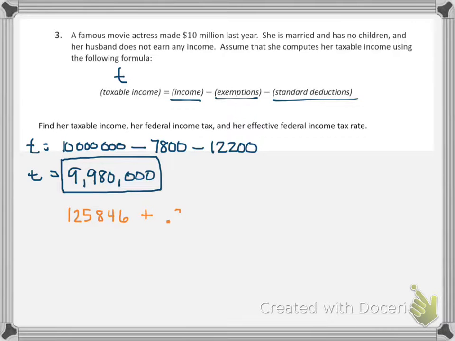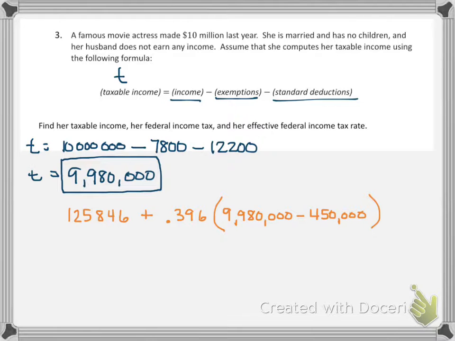So 0.396 times whatever is over 450,000. My taxable income is 9,980,000, and I'm going to pay extra tax on anything over 450,000. So I need to subtract the 450,000 because I've already accounted for that tax over here. And when I add these together, that's going to be the amount of tax that I'll pay on this income.